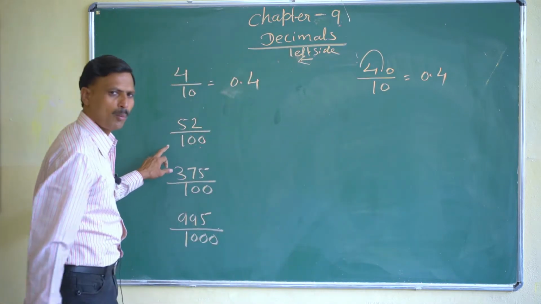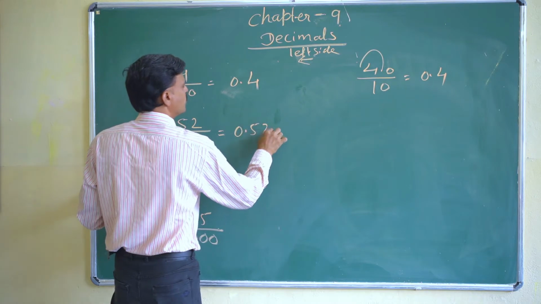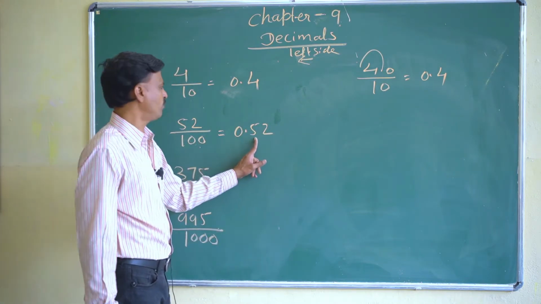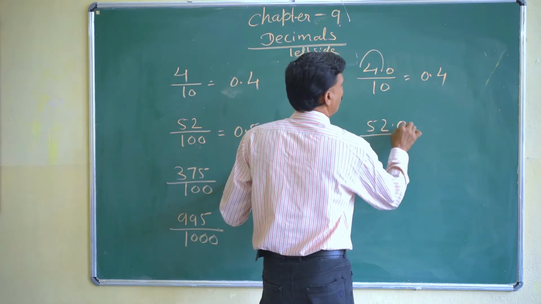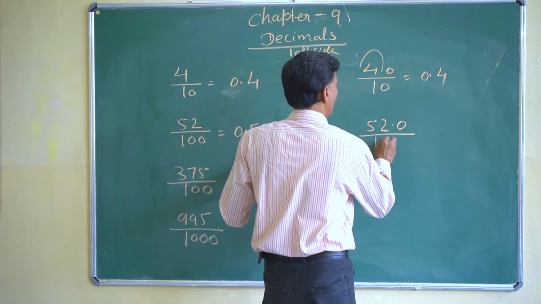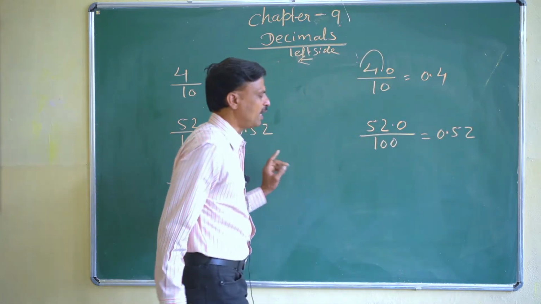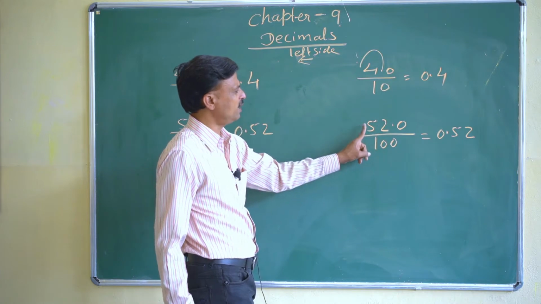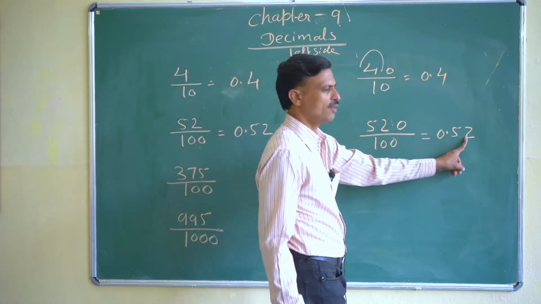Similarly, 52 upon 100. What will it come? 0.52. Why? Because 52 means 52.0, and it is divided by 100. Because we are dividing by 100, the decimal will move left side. How many? 2 digits. So the decimal is shifted 2 digits here, so it is 0.52.